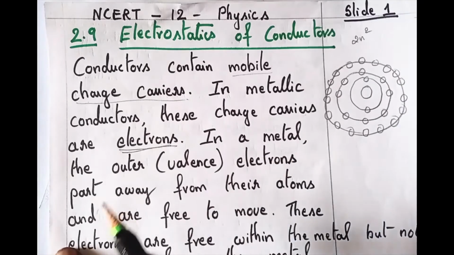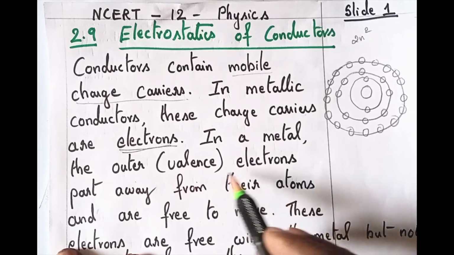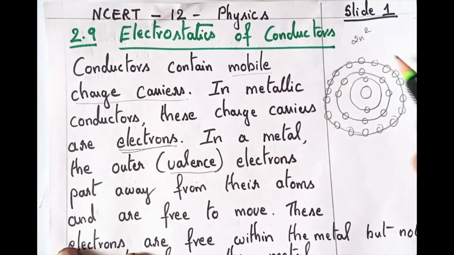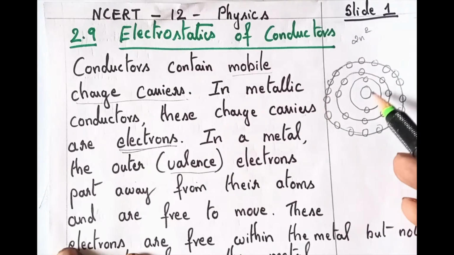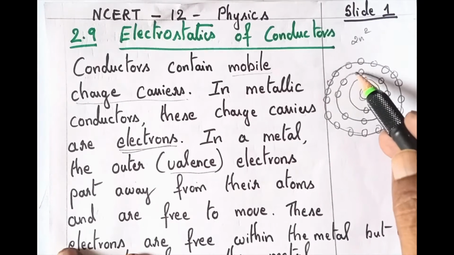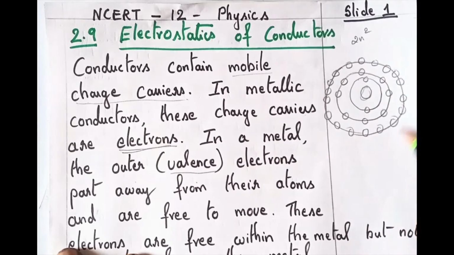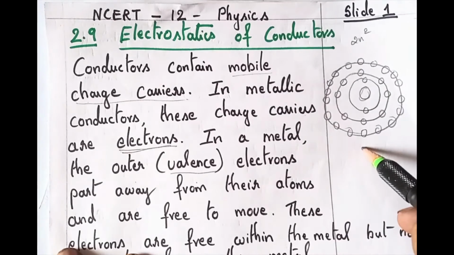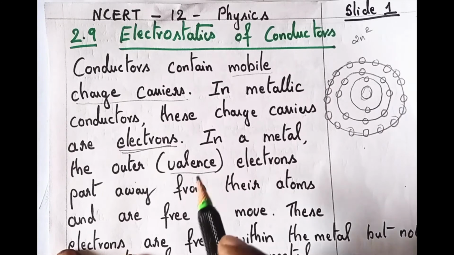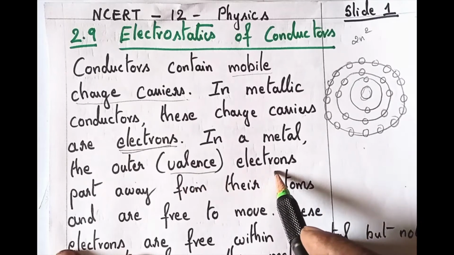In a metal, the outer valence electrons. So you know what a valence electron is: the number of electrons in the outermost shell. Suppose I have shown the nucleus, first orbit, second orbit, third orbit, and fourth orbit. If the outermost shell contains 4 electrons, then those 4 electrons are called valence electrons.